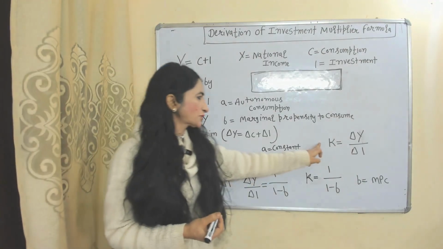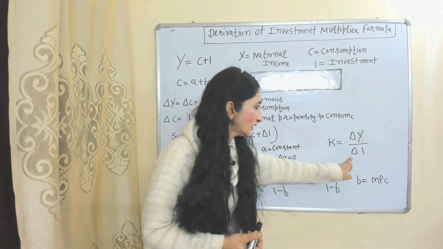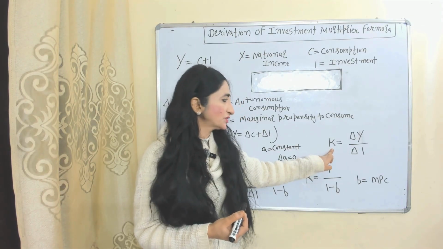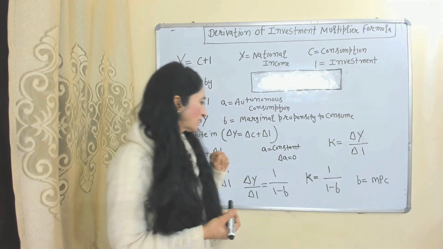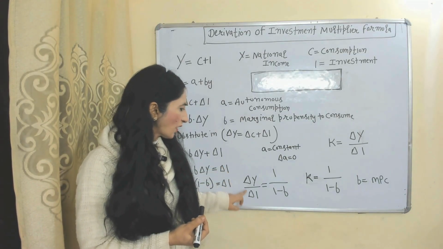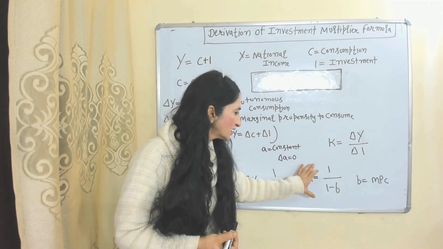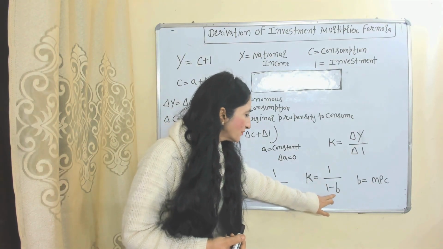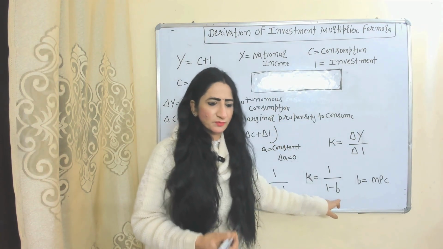As we know, investment multiplier, or K, equals delta Y over delta I, because investment multiplier shows how many times income changes due to change in investment. So in place of delta Y over delta I, we will write K. And this is our final formula, K equals 1 over 1 minus B. Here B is the marginal propensity to consume.